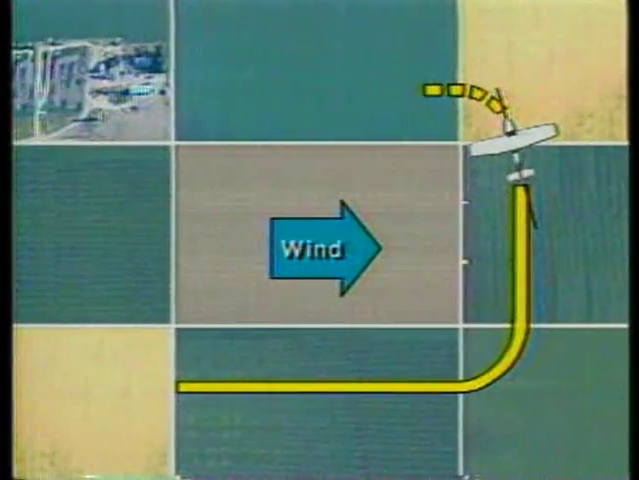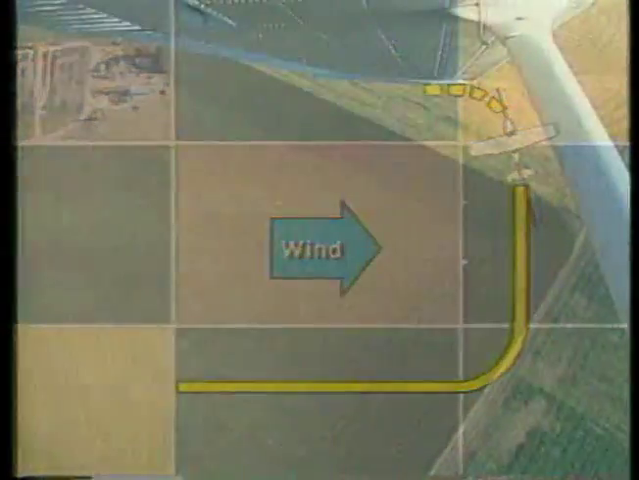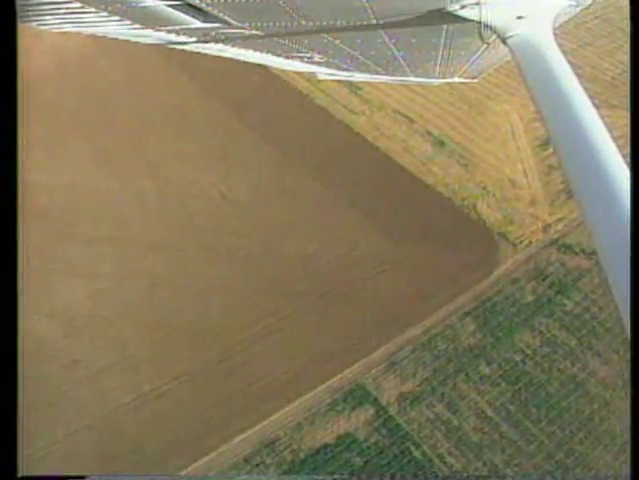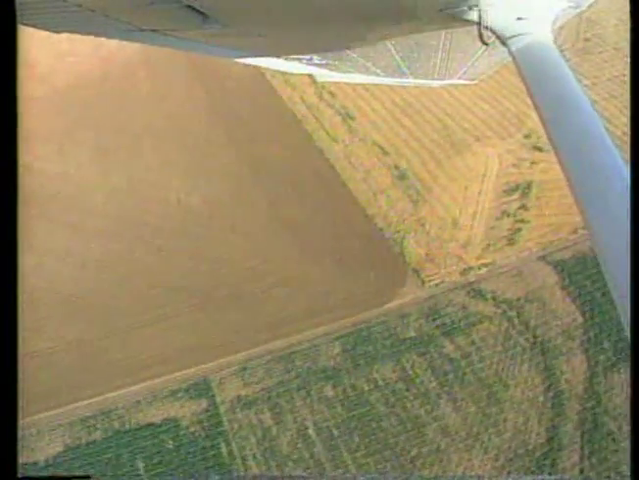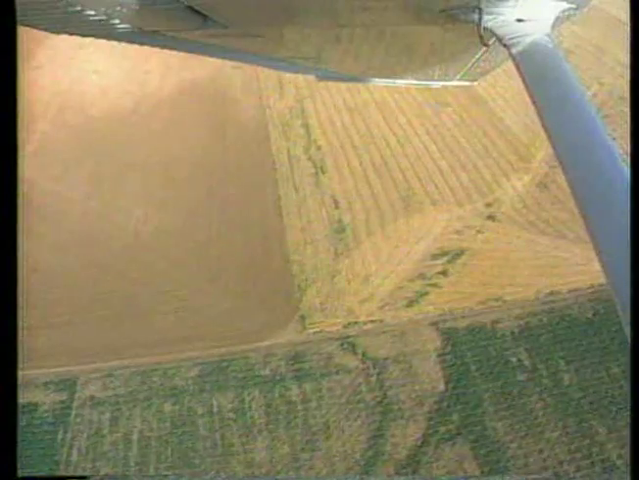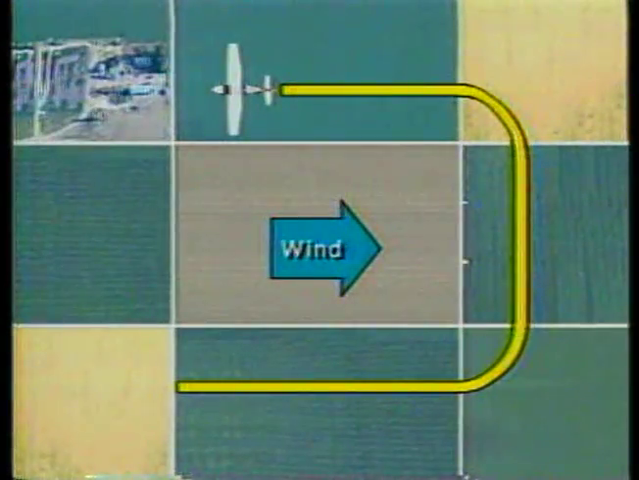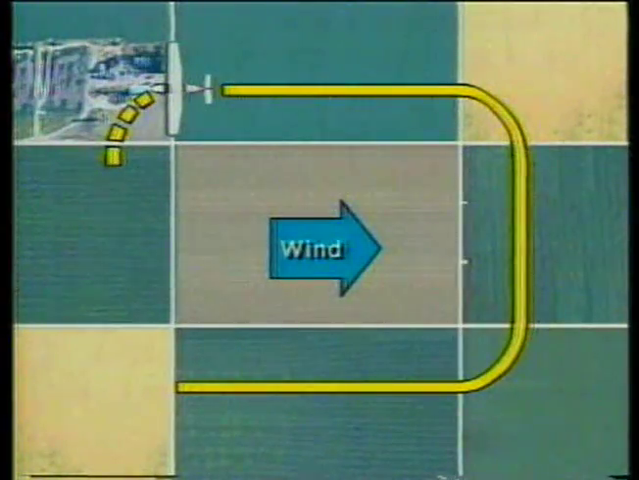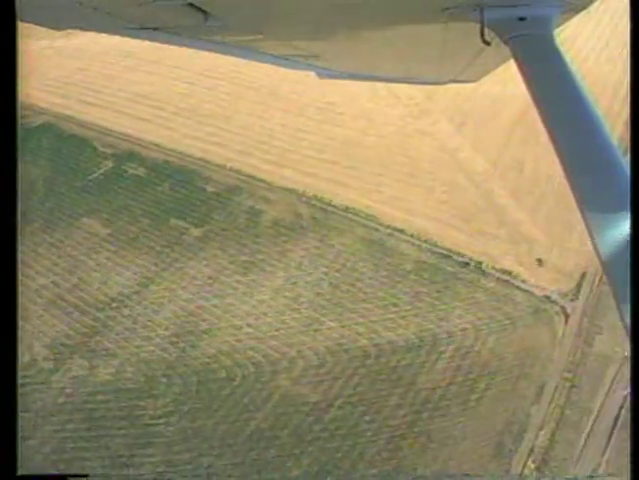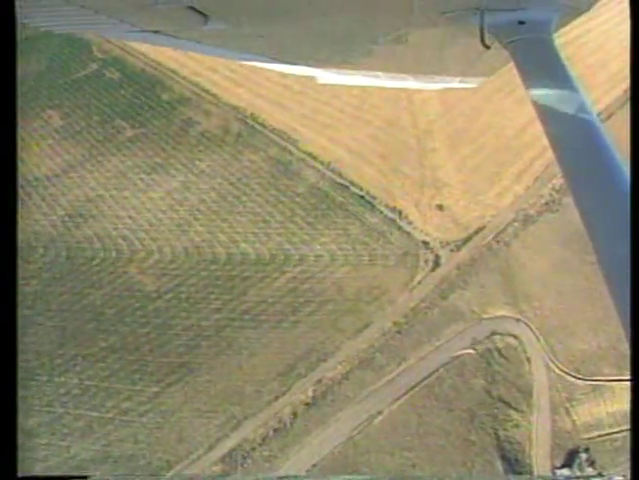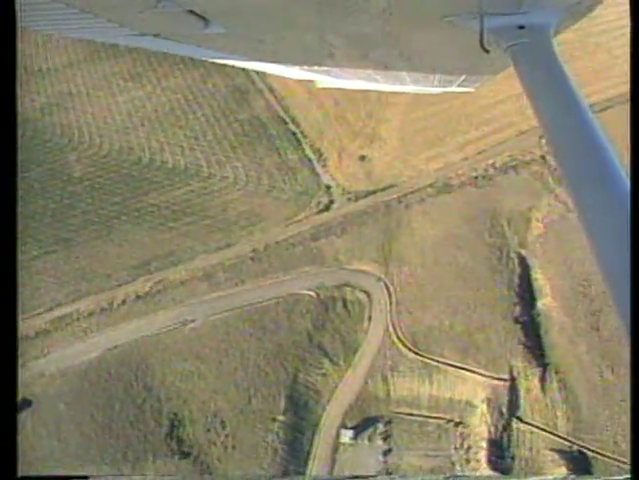Maintain a crab angle that will allow you to fly a straight line at an equal distance from the field. The turn to upwind is begun when you're opposite the end of the field. During the turn, your ground speed slows as you head into the wind. Therefore, the angle of bank gradually decreases. This leg is flown directly into the wind, so no crab angle is required, and your ground speed is slow. During the turn to the next leg, your ground speed gradually increases. This means the angle of bank must increase to maintain a constant distance from the field.